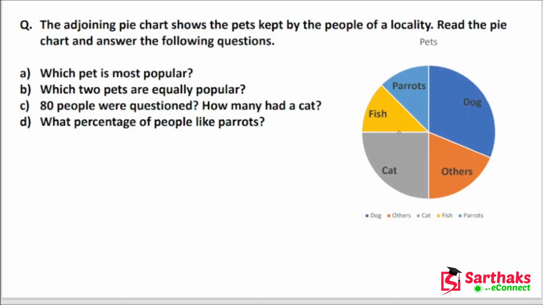So the first question is very easy. It simply asks which pet is most popular. The most popular means the maximum number of people like it. You can clearly see the area of the sector dedicated to dog is the maximum. So you can clearly see maximum people like dogs. Okay, so how do we write it?